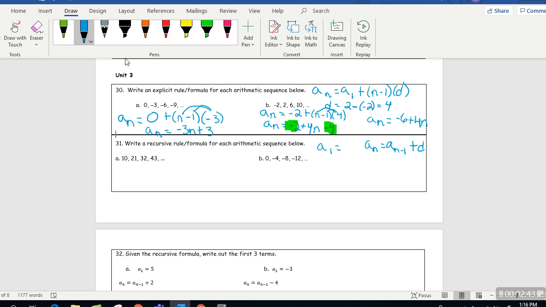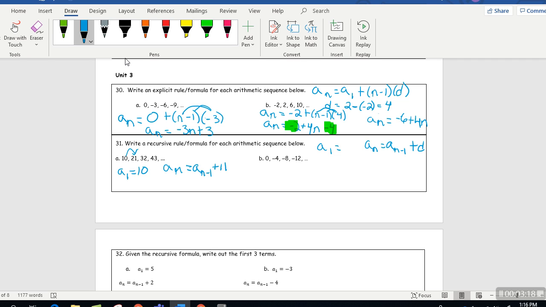All right, 31, write a recursive rule or formula for each arithmetic sequence below. Here, again, we just still need to find a sub 1 and our common difference, but the formula is going to look a little bit different. So here our first term is 10. And then now for our recursive rule, all we're doing is substituting in for d. So what are we increasing or decreasing by each time? Here we're adding 11. So we've just got a sub n equals a sub n minus 1 plus 11.